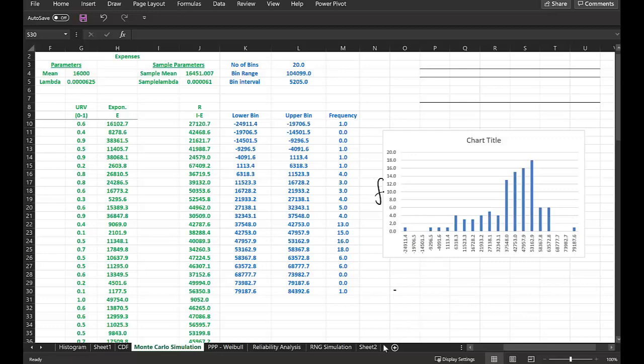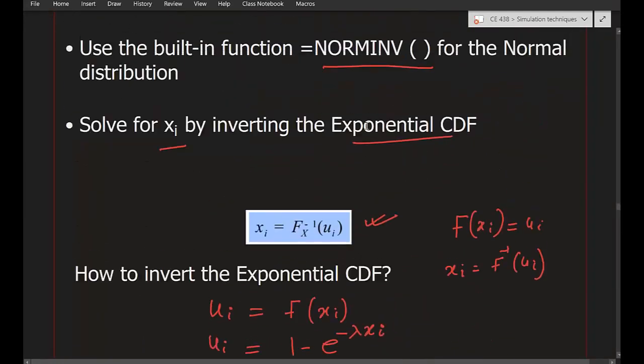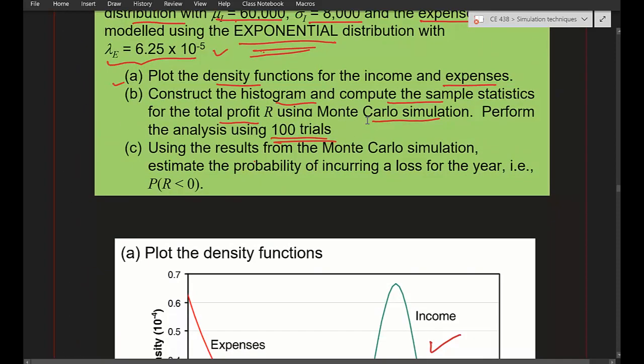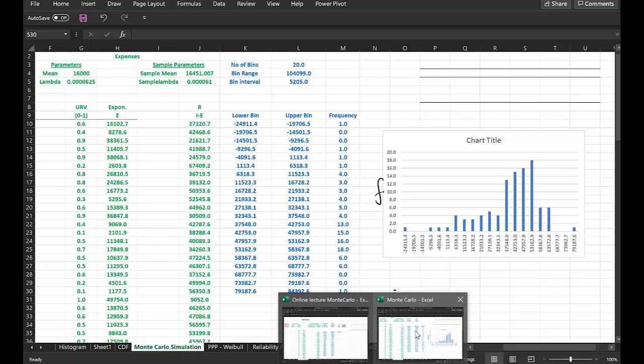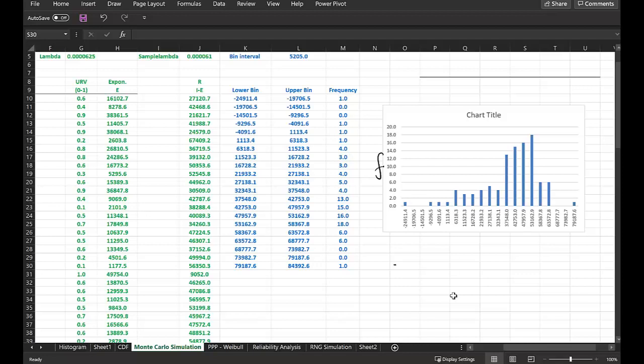In the next part of the question, it says we can calculate the corresponding sample statistics. We have to perform this analysis for 100 samples. Using the result from the Monte-Carlo simulation, estimate the probability of loss for a given year. Let's find how many terms we have that are negative. That will give me the loss. We can find loss simply by finding the total number of negative terms.